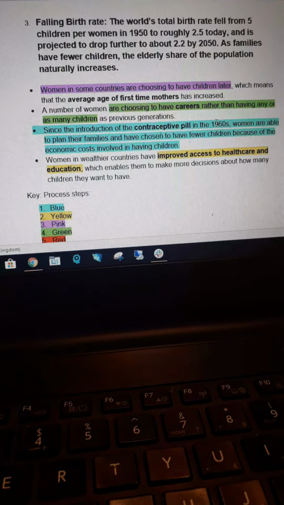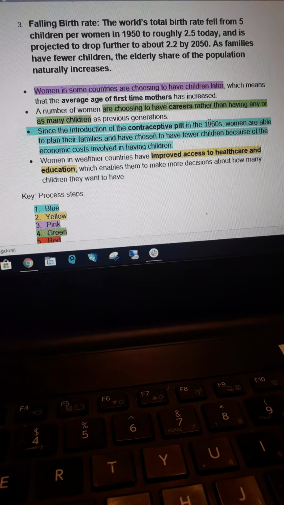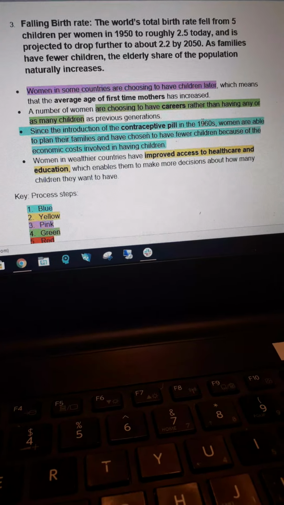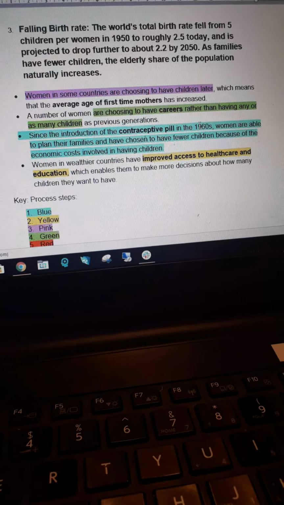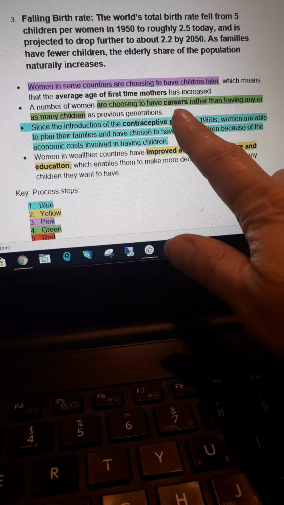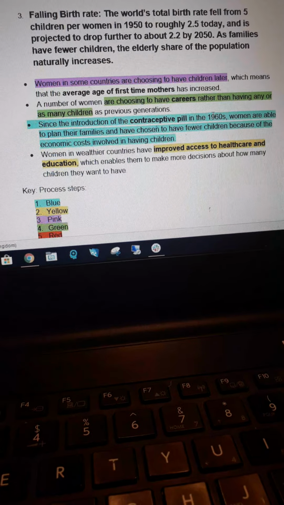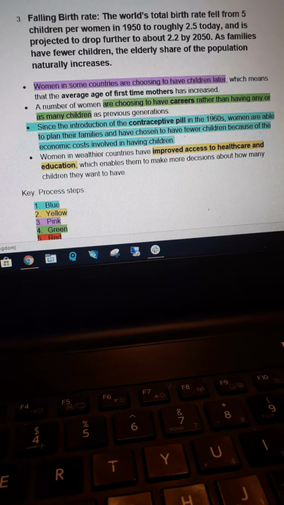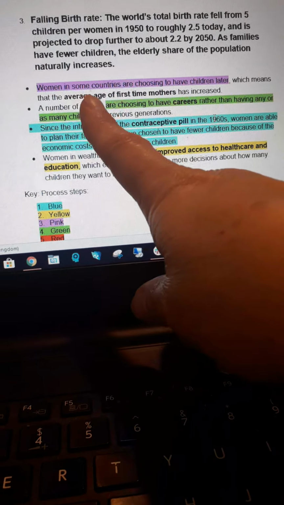The next stage in the falling birth rate process is the green stage. A number of women are choosing to have careers rather than having any children or having as many children. All right? There are quite a number of people who have chosen to not have families at all. And because there are people having less children or choosing to have no children, that means that we have an ageing population.